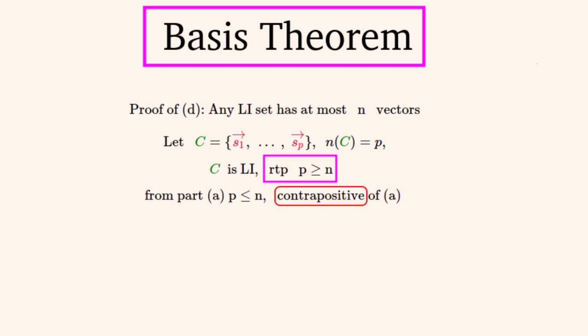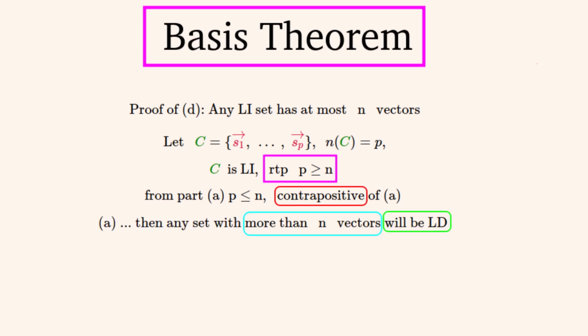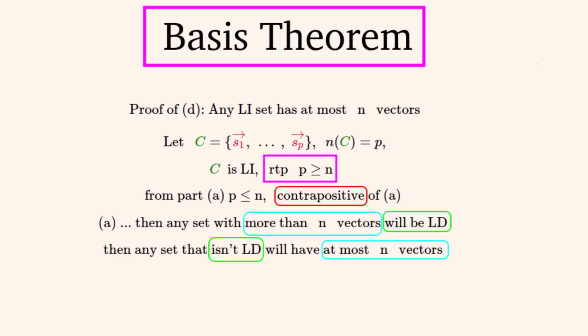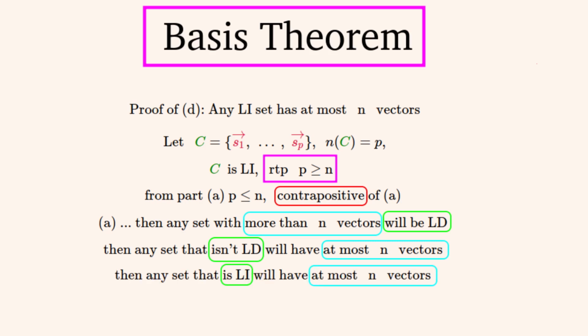And we can invoke part A of this theorem pretty much immediately. It's interesting to note that part D is the contrapositive of part A. So this is part A of the theorem. If we swap these two conditions around and negate them, we'll get the contrapositive. And being not LD is the same as being LI, which is part D of the proof. So part D is the contrapositive of part A, and so this proves part D.